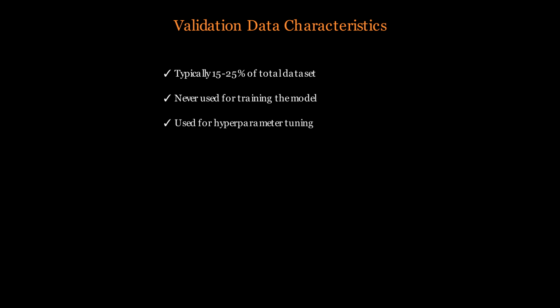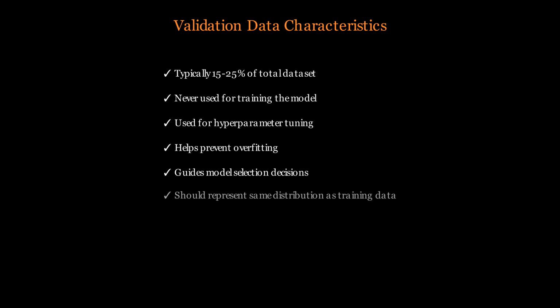Let's summarize validation data characteristics. It's typically 15 to 25% of your total dataset. Crucially, it's never used for training the model parameters. Instead, it guides hyperparameter tuning and model architecture decisions. It helps prevent overfitting by providing an objective performance measure. It should come from the same distribution as your training data. However, don't use validation data for final model evaluation, as repeated use can lead to validation set overfitting.